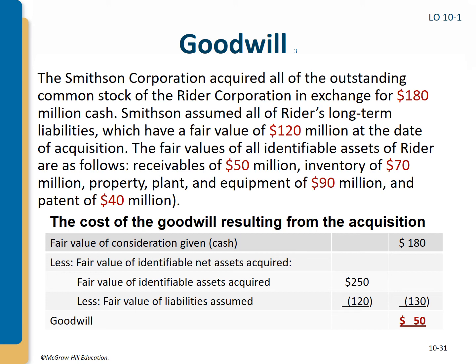So if you were just buying the assets and liabilities here, you would think a normal, reasonable person would only pay 130 million for them.